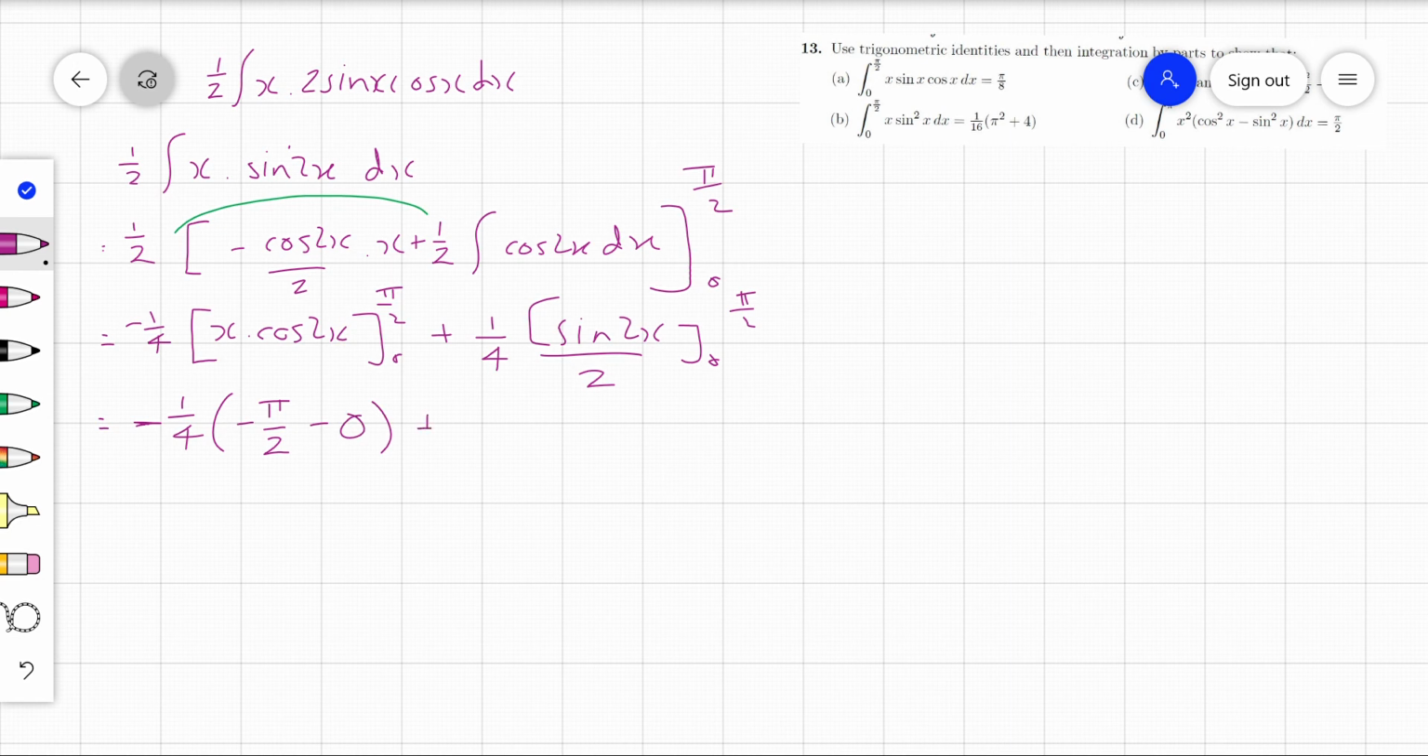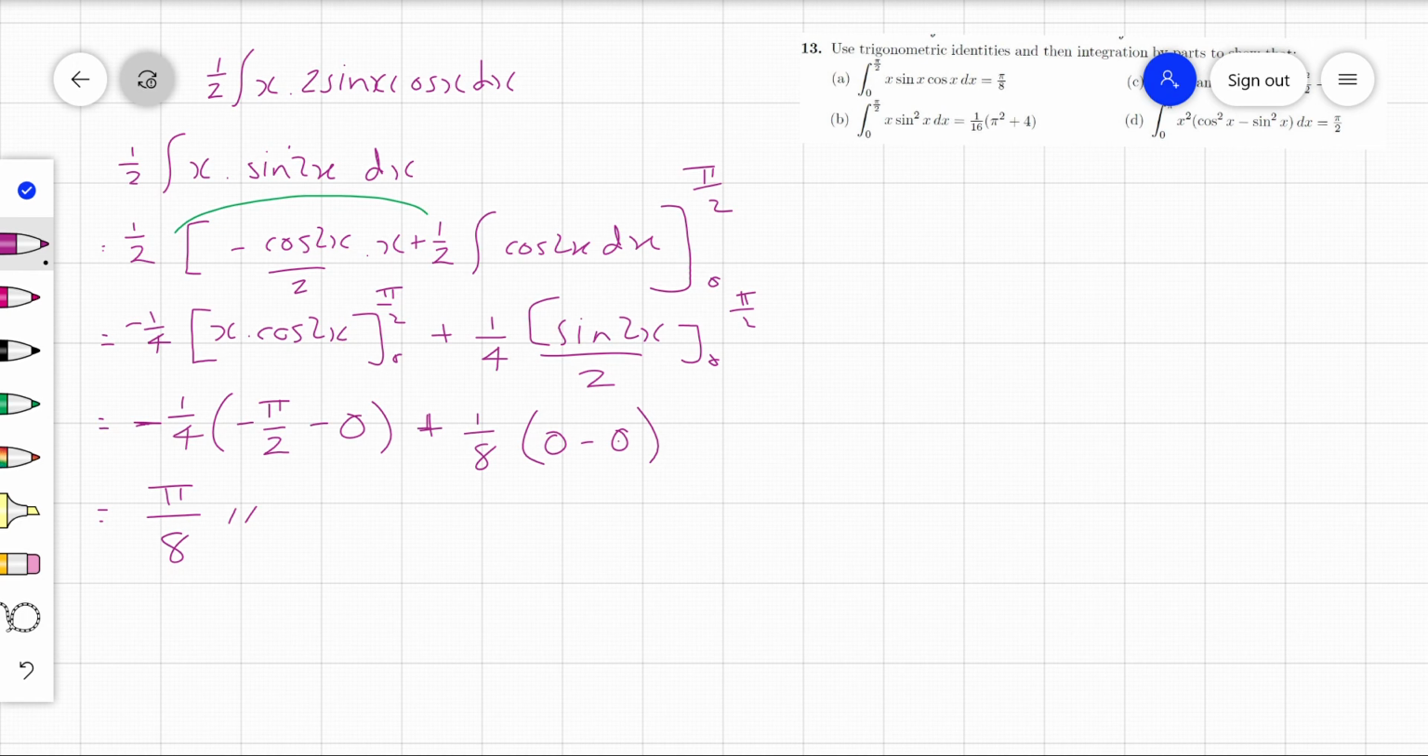Okay, plus I'll put 1 on 8 there, because you know I can't deal with those constants. So 2 lots of pi on 2 will just be pi, sine pi is 0. If I put 0 in, sine 0, still 0. So nothing over there. So I'm just getting negative times a negative, so pi on 4, 2 fours are 8, which is correct, thank goodness.